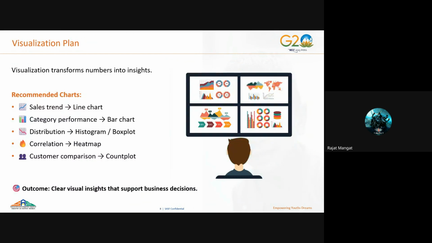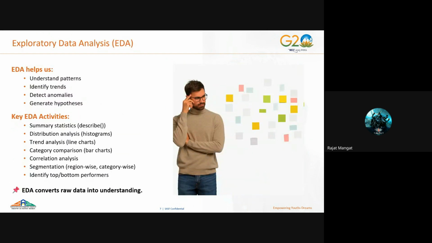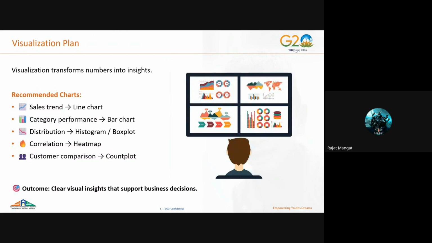Then comes the visualization plan. You have understood by plotting certain graphs on your own. But now visualization transforms the numbers into insights, like sales trends in a line chart, similar to what we have seen here. EDA is basically part of visualization, and visualization is part of EDA. Distribution, histograms, box plot, correlation, heat map, customer comparison, count plot.